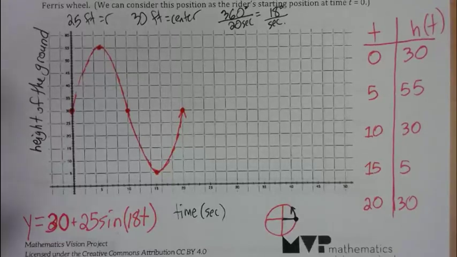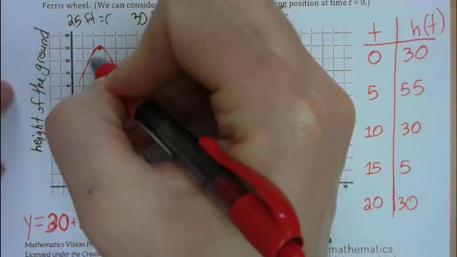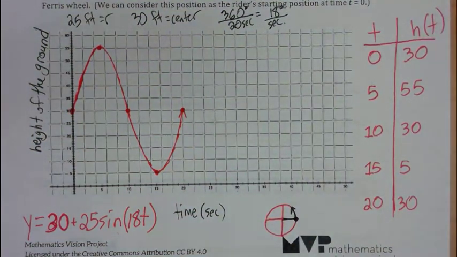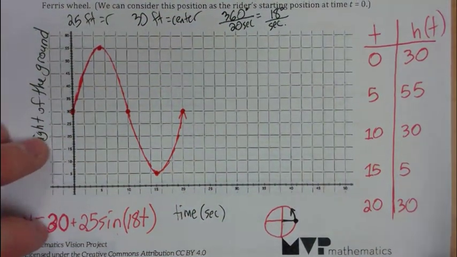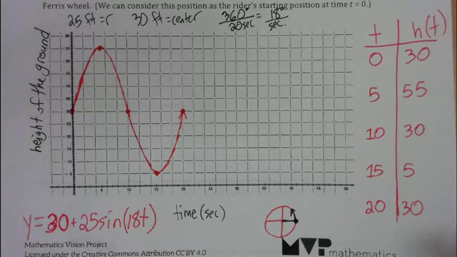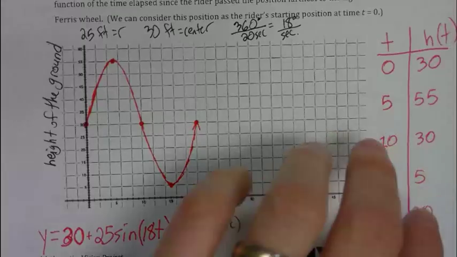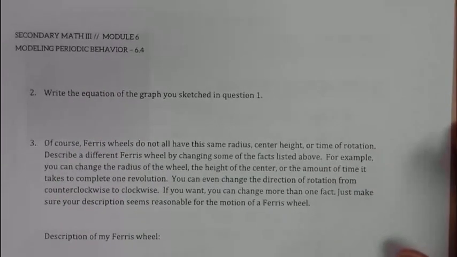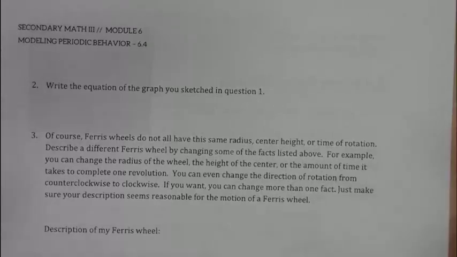So now that we've drawn this graph, this is basically one cycle of our Ferris wheel. And so we have finished the first question. Let's see what the other questions are asking us. Number 2 asks us to write the equation of the graph you sketched. We just did that.